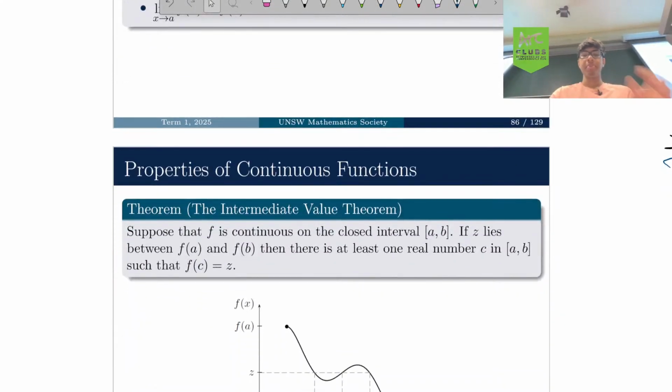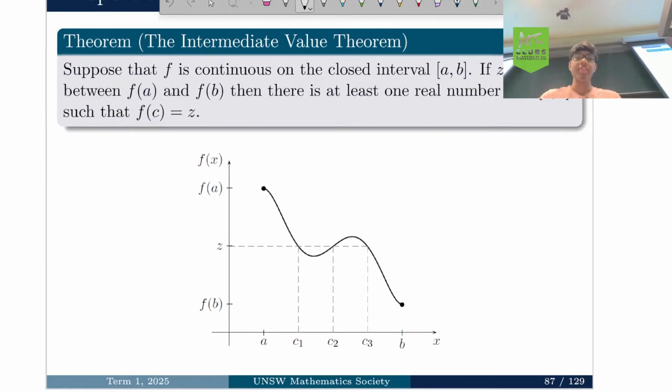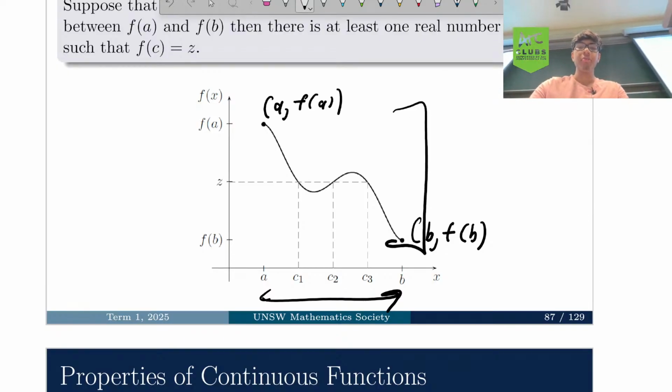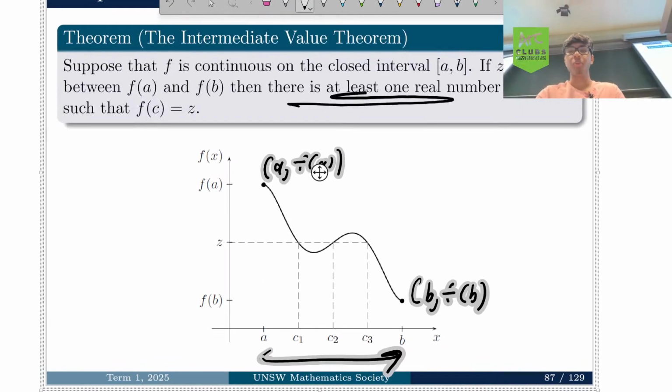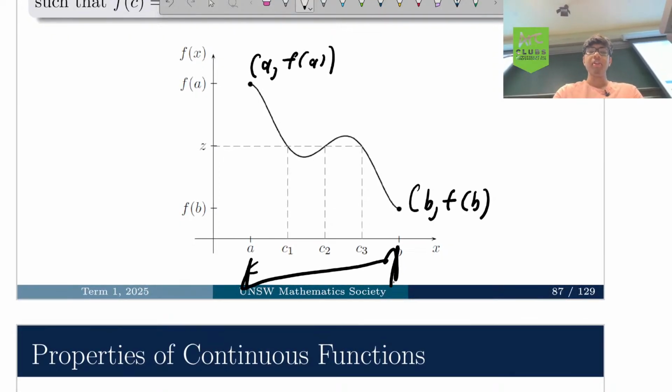How can we apply this? A really common case where this is applied is the intermediate value theorem. What it says is, let's say I have some point here, a comma f of a, and some point here, b comma f of b. Let's consider this interval between a and b. It's saying that for any y value between these two, let's say z here, there must be at least one real number c in my interval such that f of c equals z. So in between my a and b, there is at least one value that equals this z value.